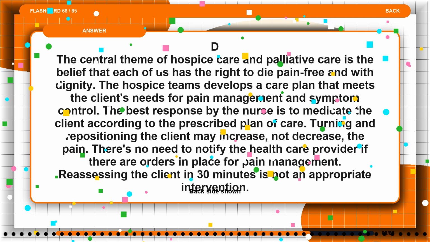Turning and repositioning the client may increase, not decrease, the pain. There's no need to notify the healthcare provider if there are orders in place for pain management. Reassessing the client in 30 minutes is not an appropriate intervention.